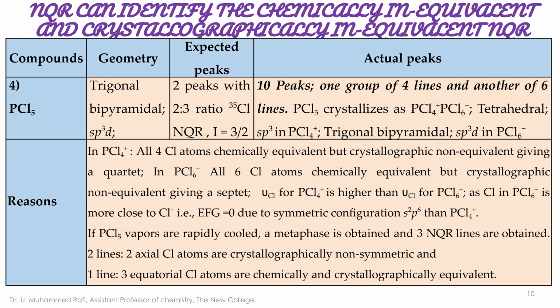Phosphorus pentachloride provides a complex case, crystallizing as phosphorus tetrachloride cation plus phosphorus hexachloride anion. The phosphorus tetrachloride cation gives 4 lines, and the phosphorus hexachloride anion gives 6 lines, resulting in 10 peaks due to crystallographic non-equivalence.